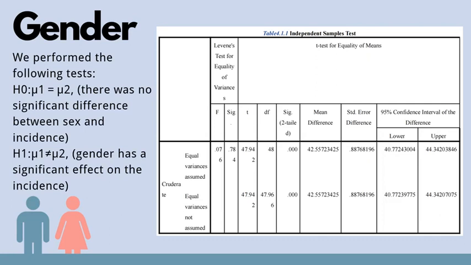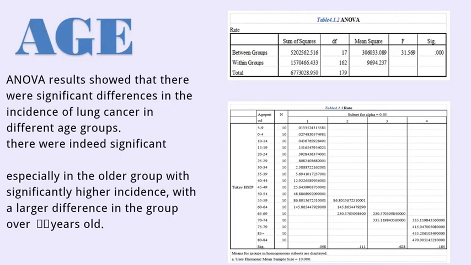In order to verify our previous hypothesis, we conducted t-tests for gender. From the results of the test, the p-value is less than 0.05, rejecting the null hypothesis. We have significant evidence to say that gender has a significant impact on the incidence. For different age groups, we conducted one-way ANOVA and the results showed that there were significant differences in the incidence of lung cancer in different age groups, especially in the elderly group.